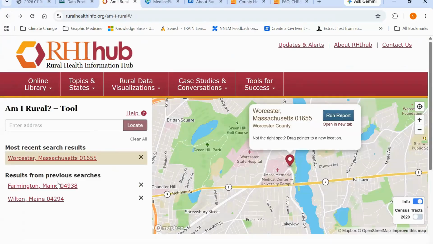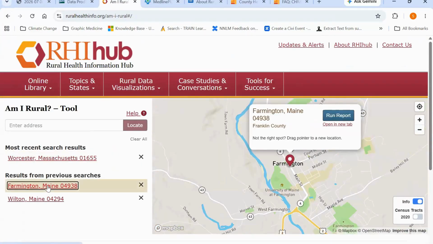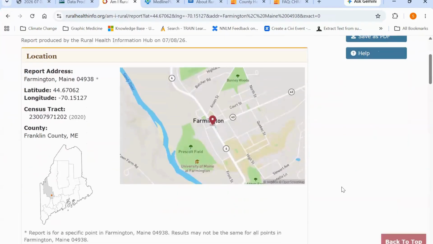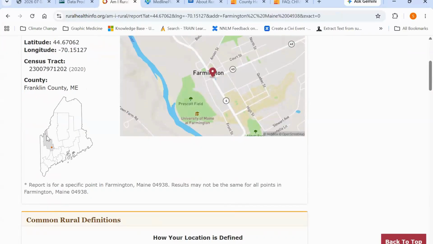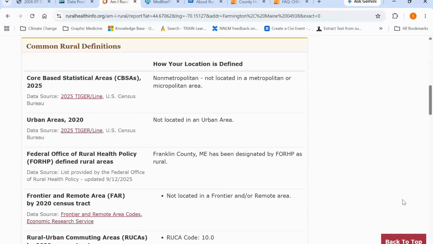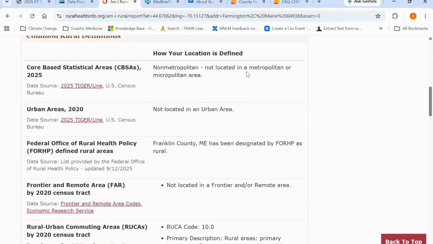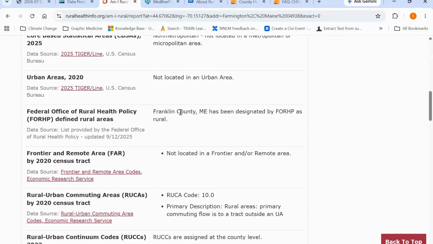But if I go back out, and I've done this for Farmington, Maine, and I run their report, Farmington, Maine is up here in Franklin County in Maine. And so then you can see that it does qualify as non-metropolitan, not located in an urban area. All of Franklin County has been designated a Federal Office of Rural Health Policy rural area.